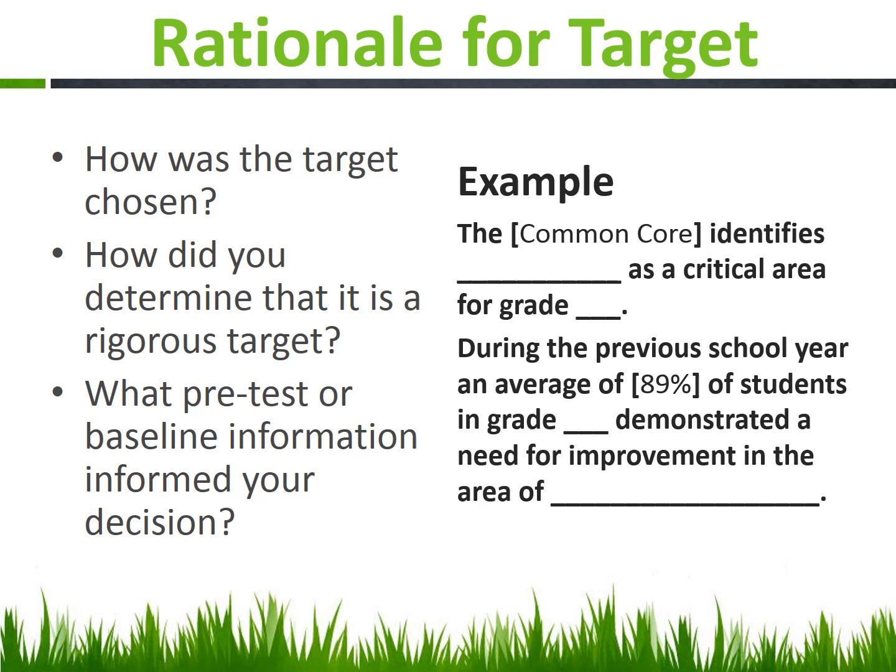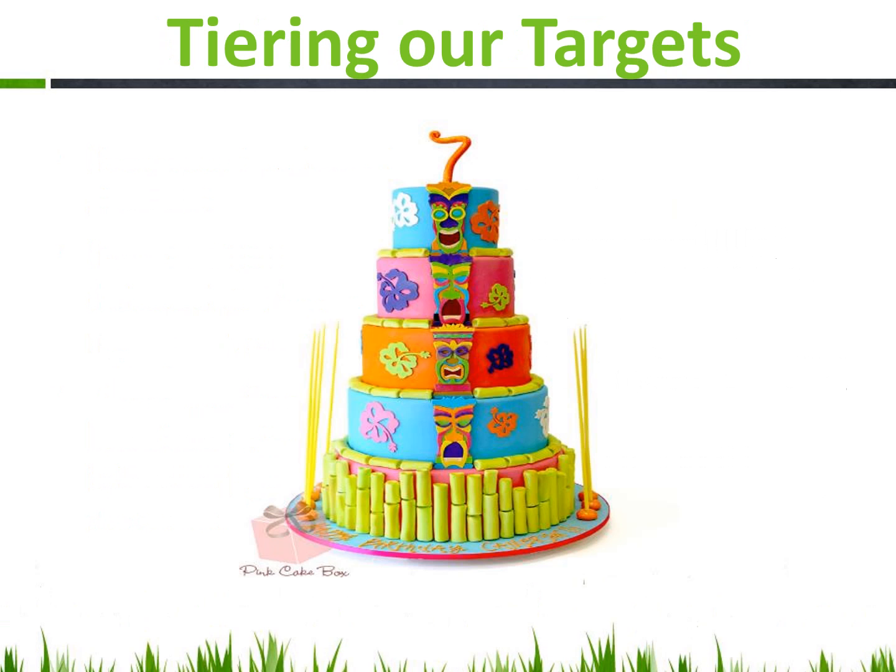So an example could be the Common Core identifies persuasive writing as a critical area for grade 8 during the previous school year. An average of 89% of students in grade 8 demonstrated the need for improvement in that area. So again, you can use data from the previous school year, or if you have given some sort of diagnostic, you could use that information and bring that.